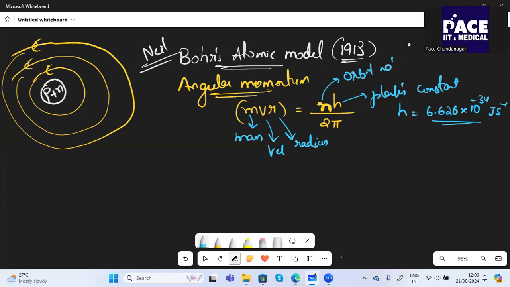2 pi, you already know, right? 2 times pi is 22 by 7. He also proposed that when an electron jumps from a higher energy state to a lower energy state, it emits radiation because it has to come closer. It has to release a lot of energy. It emits the radiation in the form of photons or quanta.